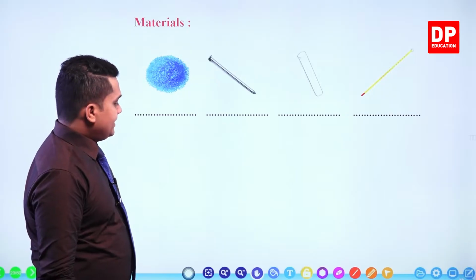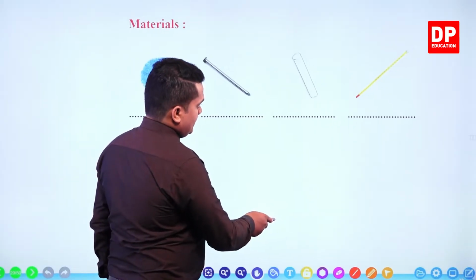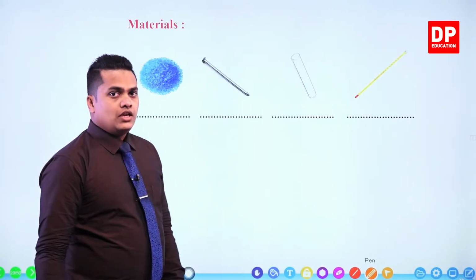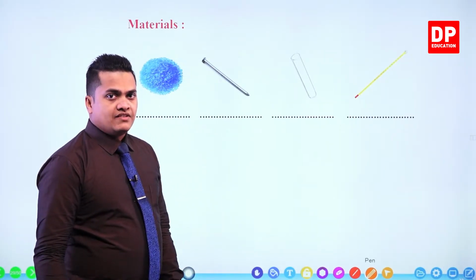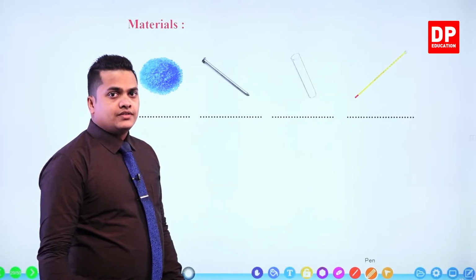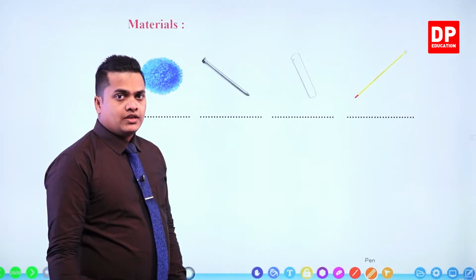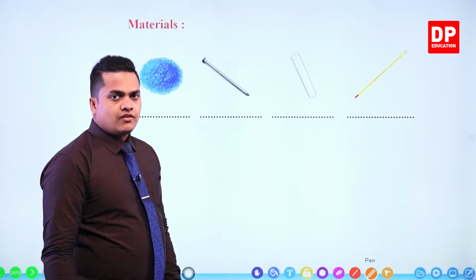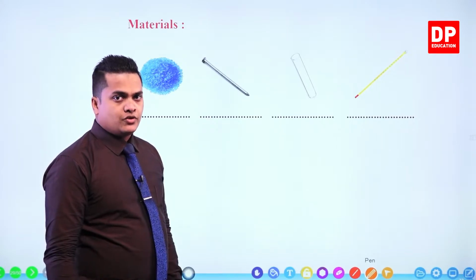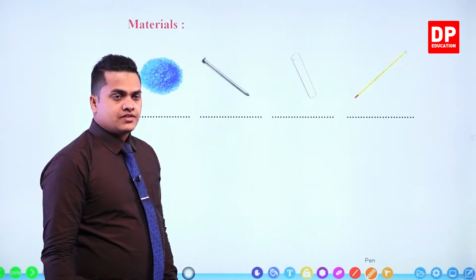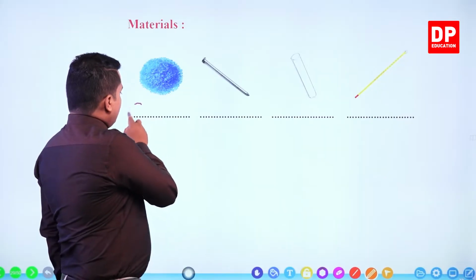So you will be needing these materials in conducting the activity. First of all, you will be needing some copper sulfate. This is copper sulfate, a type of salt that we can find in our laboratory. A blue color salt, light blue color. You can dissolve copper sulfate in water to make a solution, right? It's also a blue color solution, copper sulfate. So this is copper sulfate.